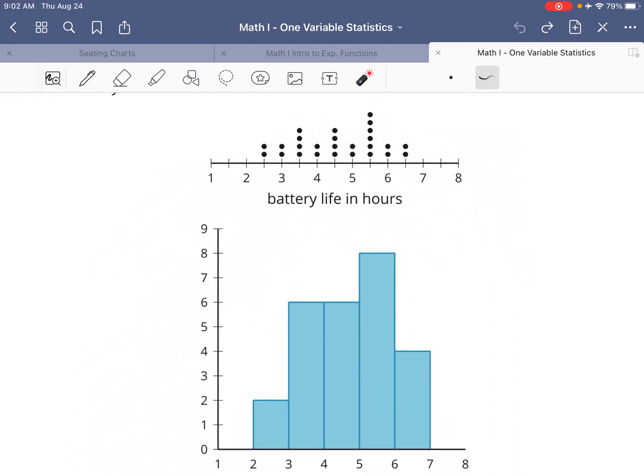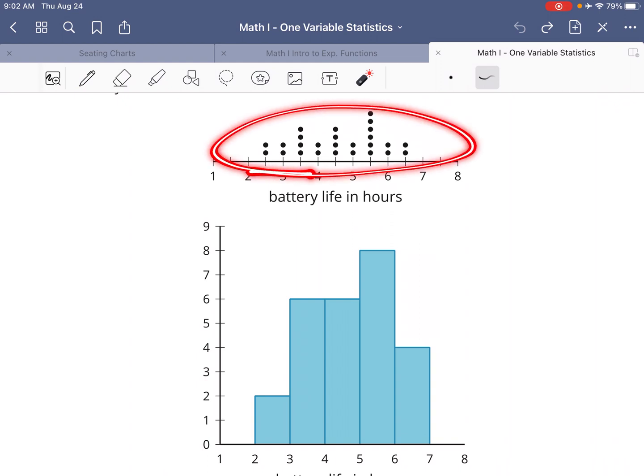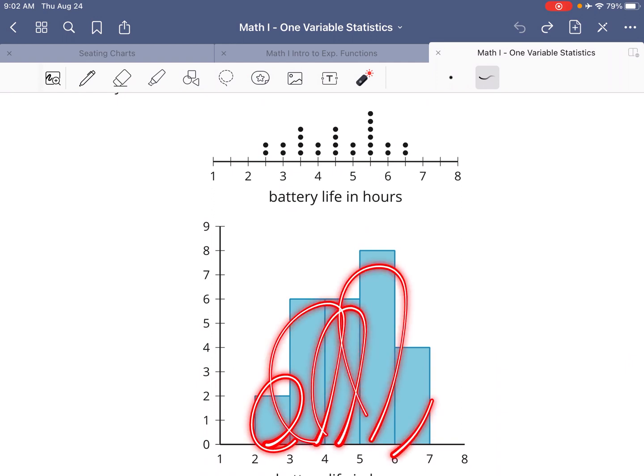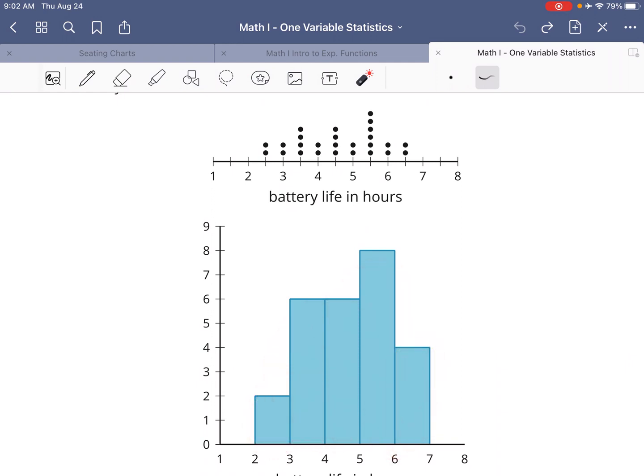Now, where the histogram comes from is instead of looking at individual data points, they take data points and put them into what we call buckets. Each of these is like a bucket of data, meaning it's not individual data points, it's sort of a summary. So if you look at this first bar on our histogram, it is here at 2. What this represents is battery life in hours that is 2 or up to 3. It doesn't include 3. So if you look at all the phones that had battery life of 2 or up to 3, you've got 2 of them.